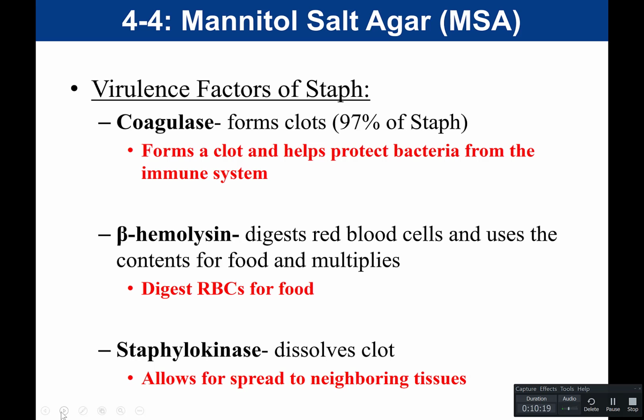And then lastly, we have our staphylokinase. Staphylokinase, you can think of as the opposite of coagulase. Staphylokinase is used to dissolve the clot instead of form the clot, and that allows for spread to neighboring tissues. When resources become scarce within that blood clot, they're going to break down the clot, and when it breaks down, it allows the bacteria to disseminate and spread to other tissues, and then the bacteria can go back to forming coagulase and form a clot and hide out from the immune system. So you want to have a general understanding of these virulence factors that staph can have.